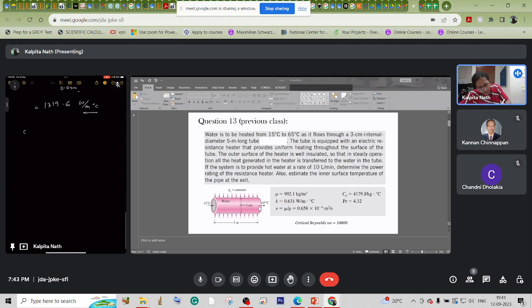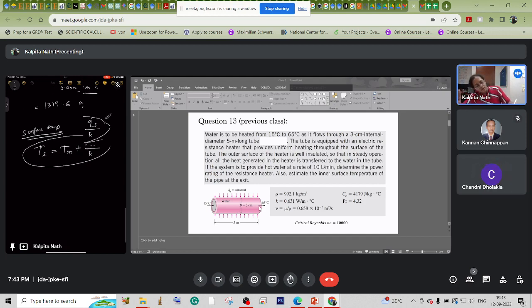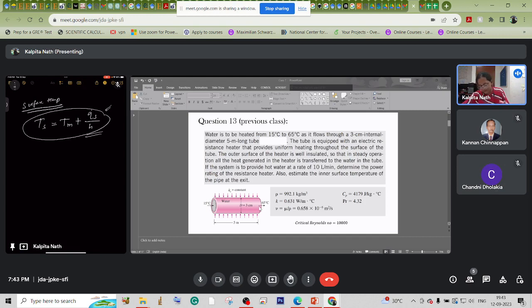Now we have to find out the surface temperature. For constant heat flux on flow inside a pipe, we have already seen that we can write the surface temperature in terms of mean temperature and the constant heat flux as qs dot upon h. I think sir has already taught this in the class. You have seen this equation, right? Ma'am, I have not completed that lecture yet. Okay then, you will see the whole derivation of this when you get the lecture.